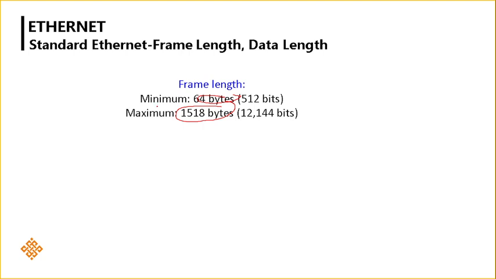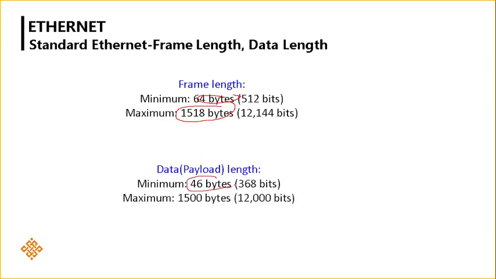So how much data can we transfer in this minimum frame length? It is nothing but 46 bytes. Out of 64 bytes, we can transfer data up to 46 bytes. The remaining 18 bytes are used for header information. Similarly, for a frame length of 1518 bytes, we can transfer 1500 bytes at a time. The remaining 18 bytes are used for header information. So this is one of the characteristics of standard Ethernet, where the frame length depends upon the minimum or maximum, and the data transmission, that is the payload, also depends upon what type of frame length we are using.